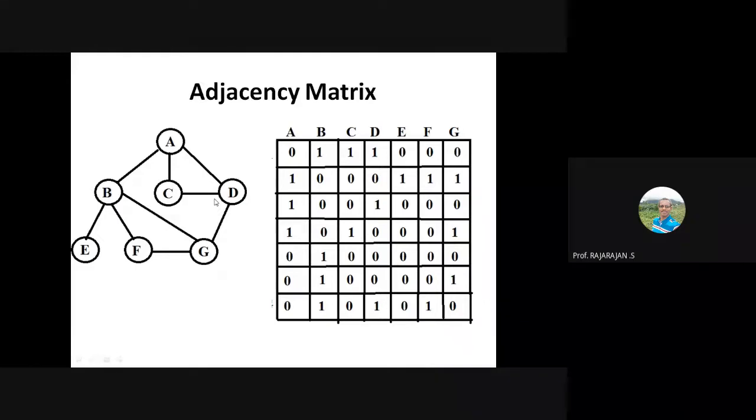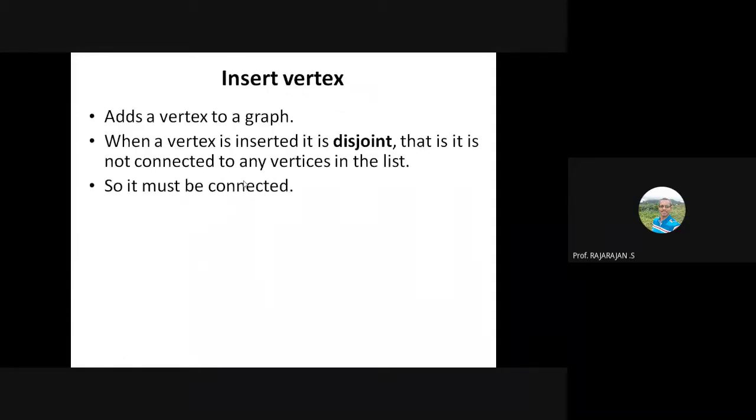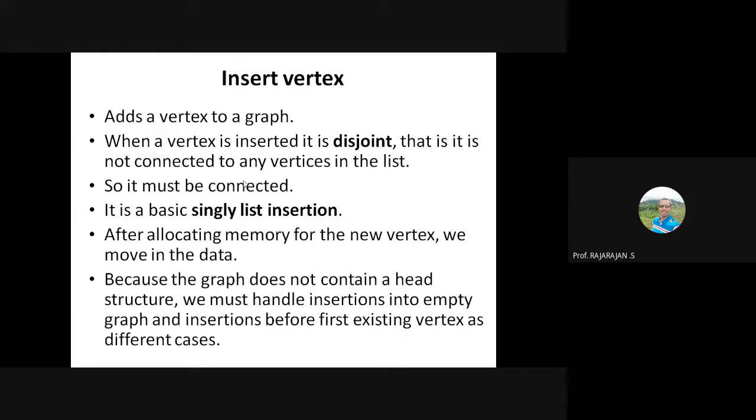So the procedure is you first have to delete the edges connecting C. That is, you have to make the degree of C to be 0 first, so that it becomes disjoint. That requires deletion of the edge between A and C and between C and D. Only after deleting these two edges and making this a disjoint vertex can you now delete C. It's a simple condition imposed on the delete operation.